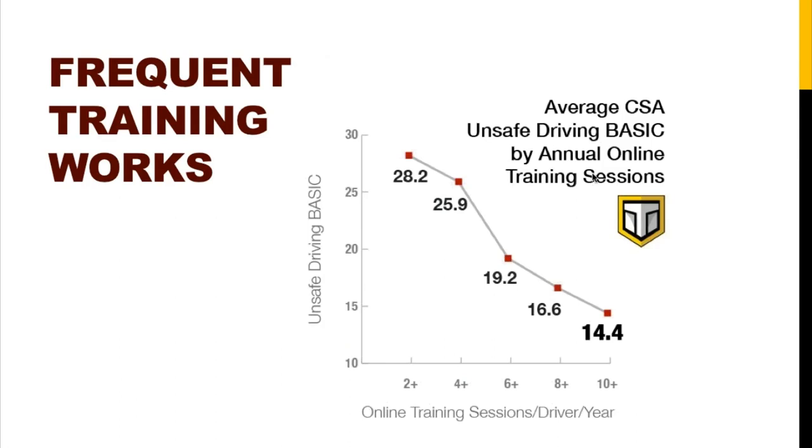Now, this chart is one that we did where we looked at how many training sessions our customers were doing per driver per year, and then we looked at their unsafe driving basic. So you can see those companies that were doing just 1 or 2 training sessions per year were averaging about 28.2 on their unsafe driving basic in their CSA score. By the way, the industry average for everybody is about 50 some odd. So just simply doing a little bit of training gets you a long way.